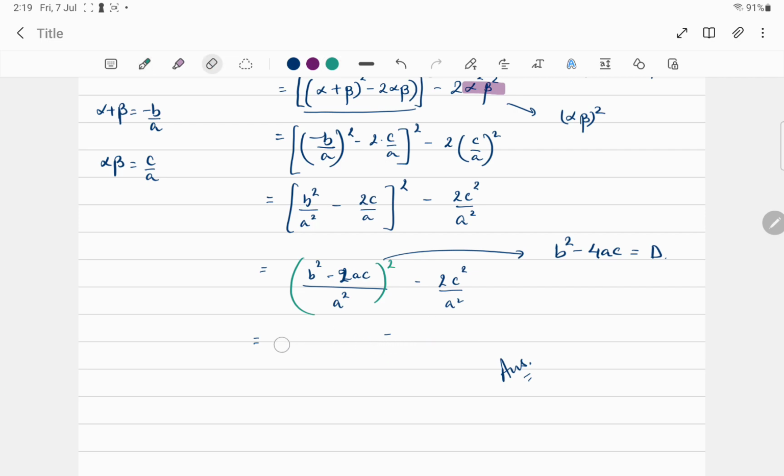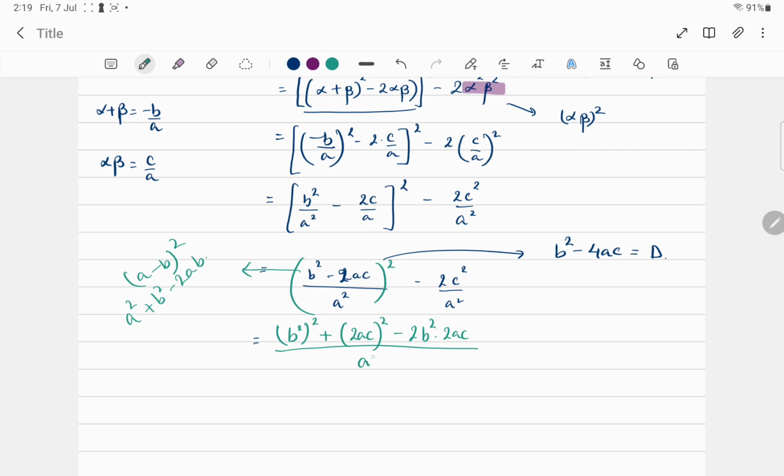Right? So let's do the last step. So at least it's not too bad. At the last step, it is now going to be the square of the top one. So that is going to be (b squared) whole squared plus (2ac) whole squared minus 2 times b squared times 2ac. So for the top one, I'm using the (a minus b) whole squared formula, a squared plus b squared minus 2ab, right? So I'm using that formula on the top, over a to the power of 4. And here you are left with the same thing, so we are not changing anything this side.